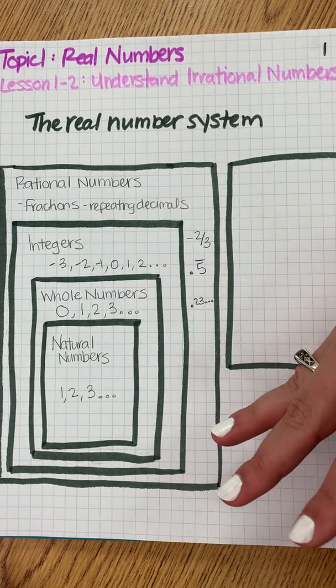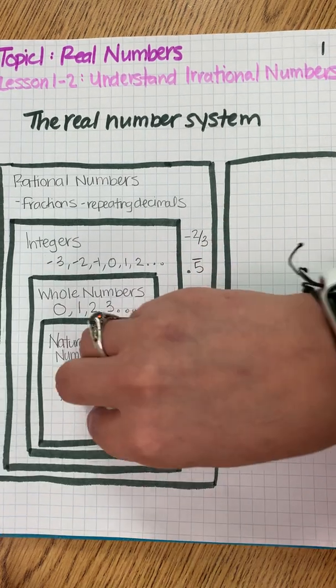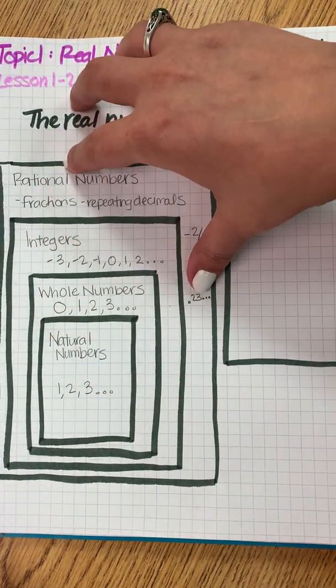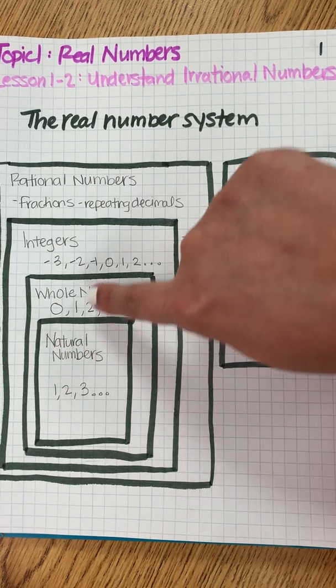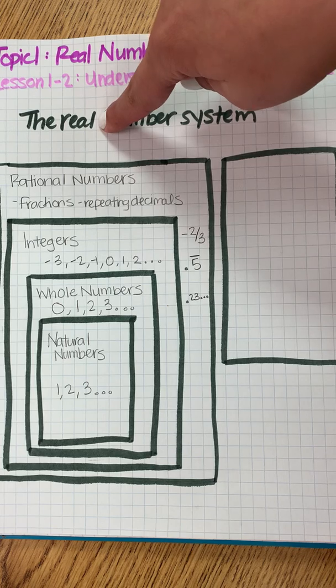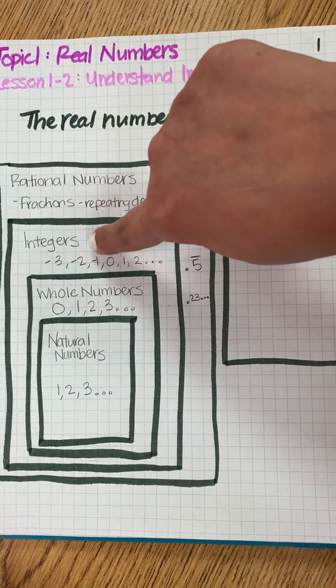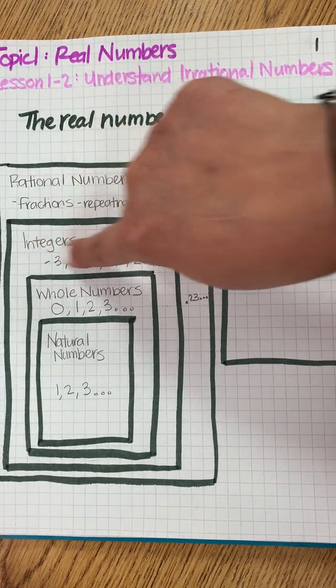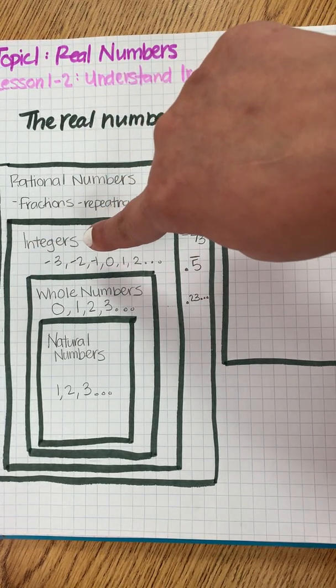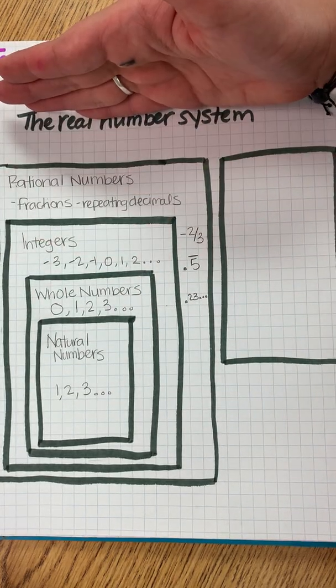If I were to ask what type of number 1 is, 1 is not just a natural number, it encompasses all of this. You build out. So 1 would be a natural number, a whole number, an integer, a rational number, and a real number. If I asked about -5, -5 would start at integer, because that's when we started learning about negative numbers. So -5 would be an integer, a rational number, and a real number. You just work your way up.